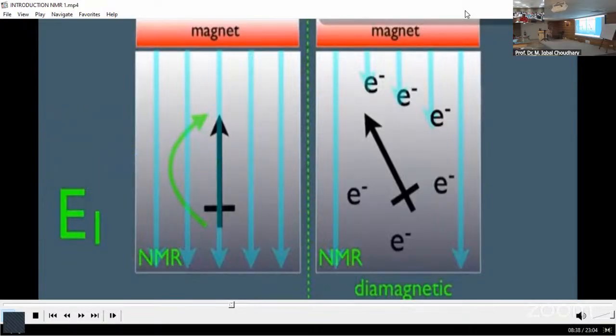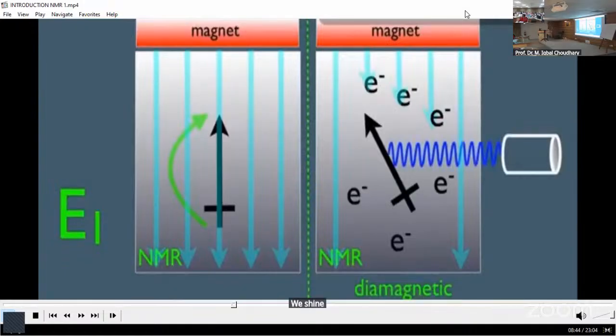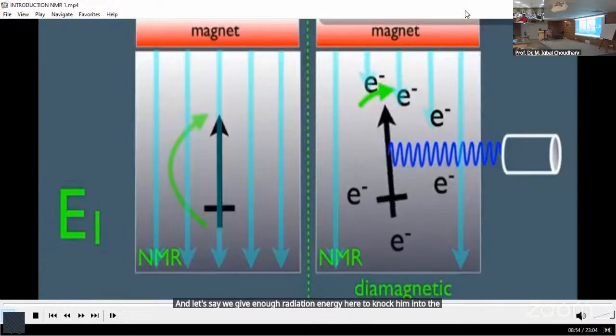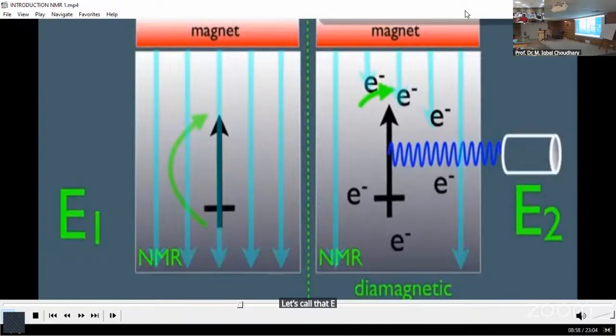Now let's do the same thing to the H atom on the right here. Again, we set up our light source here, we shine radiation at him, and the radiation is going to deliver energy to him. And let's say we give enough radiation energy here to knock him into the beta spin state. Let's call that E2. So E2 is the energy necessary to bring the right-hand H atom into the beta spin state.